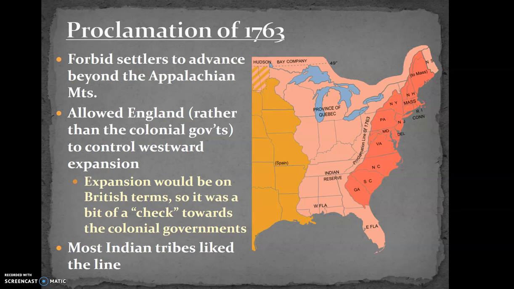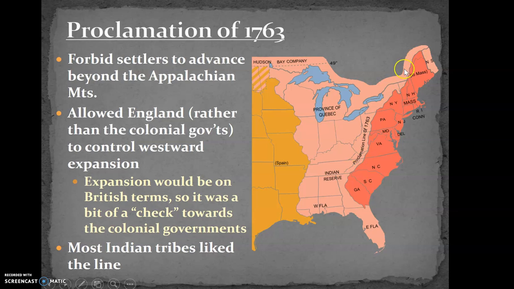It allowed England, rather than the colonial governments, to control westward expansion. So pretty much the colonists that lived in this eastern area were not allowed to go and approach beyond that line. And again, the reason why is because they did not want any more conflict with the Native American tribes.